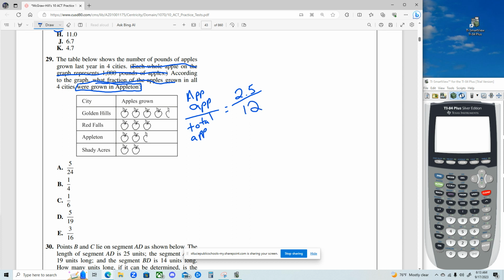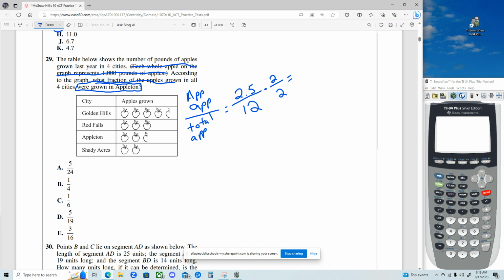There's nothing with a 12 on the bottom here, so I don't see my answer. And also none of these have a decimal. I know I can get rid of this decimal by multiplying by 1 in the form of a fraction that has the same number over the same number. So if I multiply my top by 2 and my bottom by 2, I know I can get rid of my decimal right here.